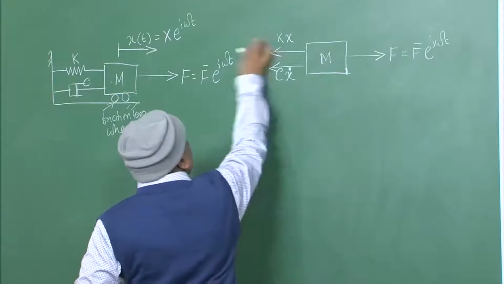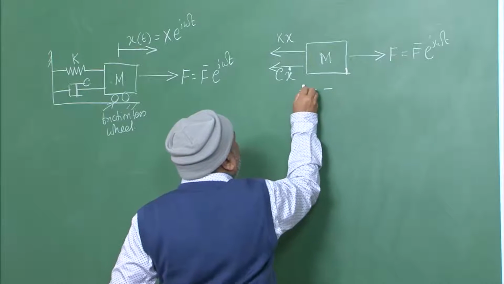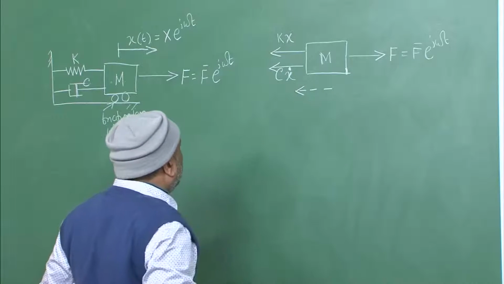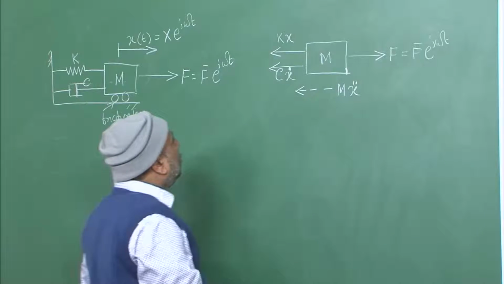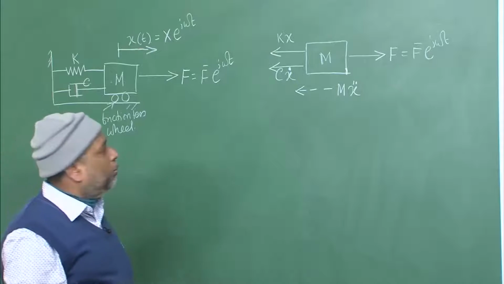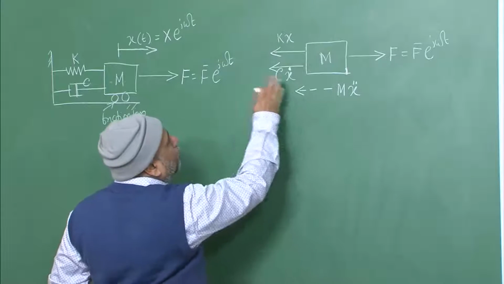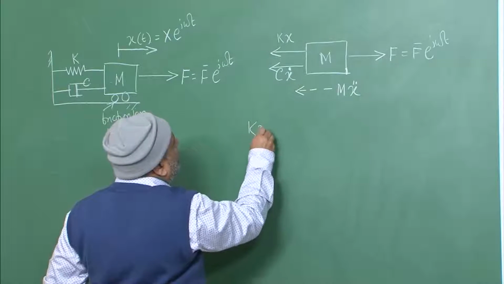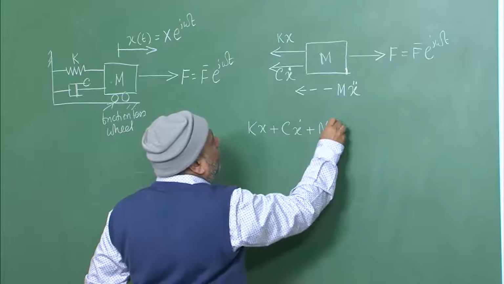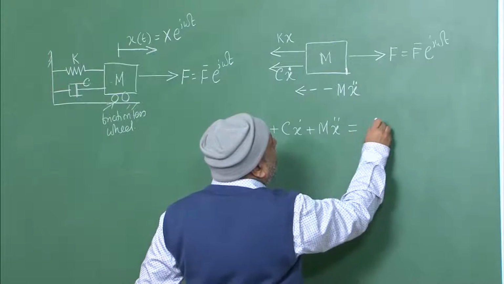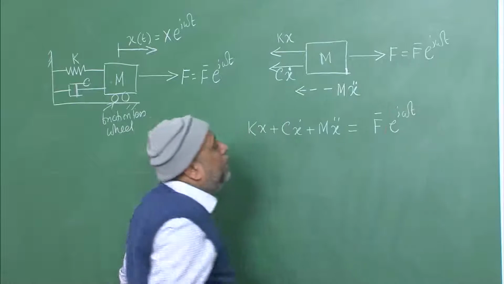Since the displacement is on the right side, this inertia force we will show as a pseudo force, D'Alembert's force, and we will write it as m x double dot. So, these are all the forces working on this system. Now, I can sum up all the forces: all the forces on the left hand side together, that is k x plus c x dot plus m x double dot, equals the force acting on the system, that is F bar e to the power j omega t.